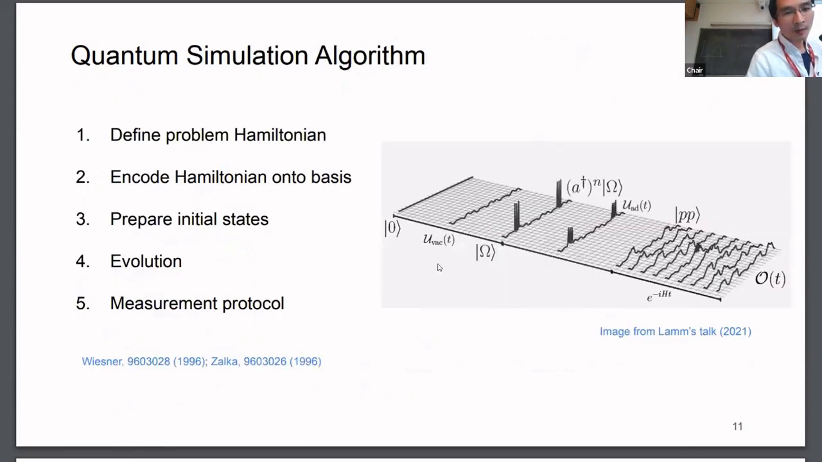And on the other hand, besides studying the hadron properties, there's also another category, as I mentioned, the quantum simulation. So basically, we define the Hamiltonian and we encode the Hamiltonian into our desired basis. We prepare the state and then we evolve. In the end, we do some measurements. So that's the basic idea.